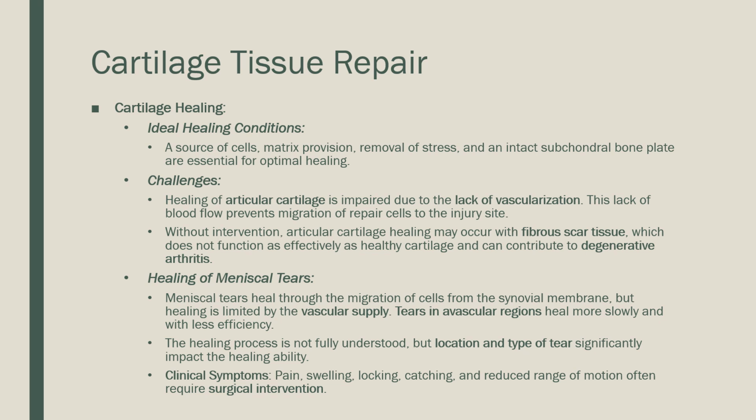Next, we're going to discuss cartilage healing. The different types of cartilage include articular cartilage found at the ends of bones, made of hyaline cartilage. It is aneural, avascular, and alymphatic, meaning it lacks nerves, blood vessels, and lymphatic supply. It is composed mostly of water and type 2 collagen.